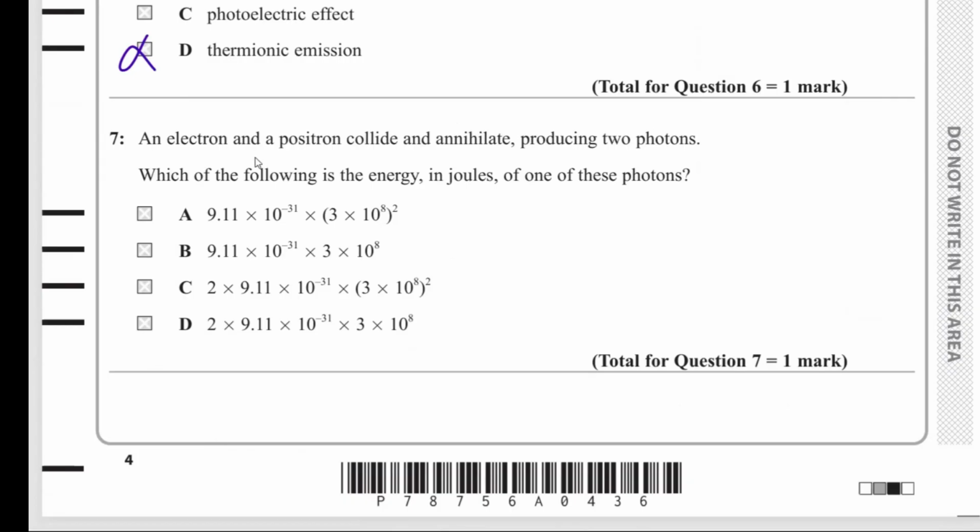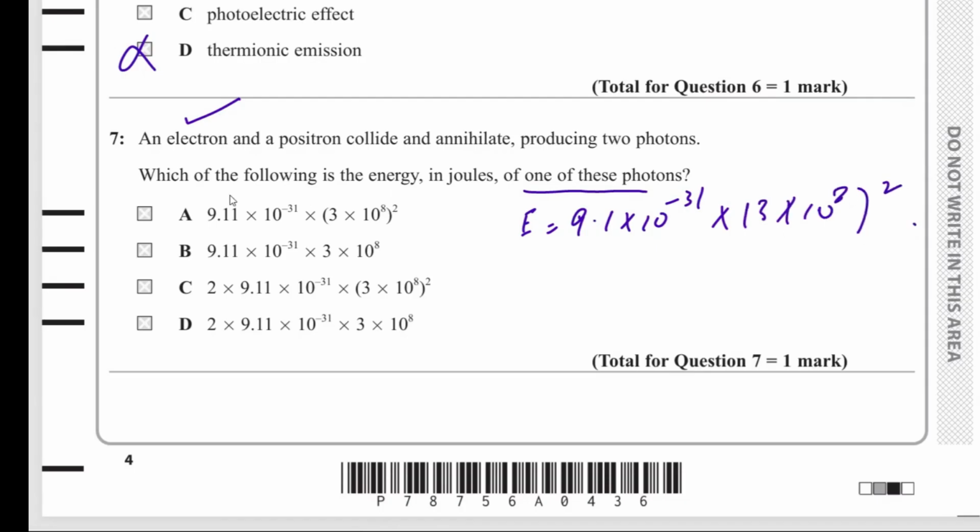An electron and a positron collide and annihilate, producing two photons, right? Which of the following is the energy in joules of one of these photons? One of these photons is important. Since the photons are released as a result of the collision of an electron and a positron, you need to use the mass of an electron, because there must be mass conservation here. Mass of the electron, you need to remember, 9.11 times 10 raised to the power of minus 31, times c squared, mc squared, right? So 3 times 10 raised to the power of 8, squared. That is why I'm going to go with option number A. And which formula have I used? I've used E equals mc squared.